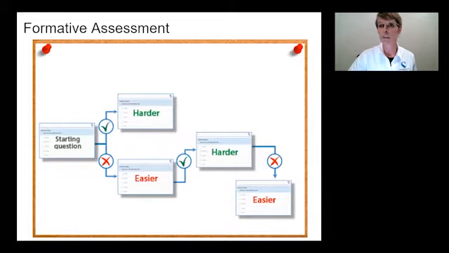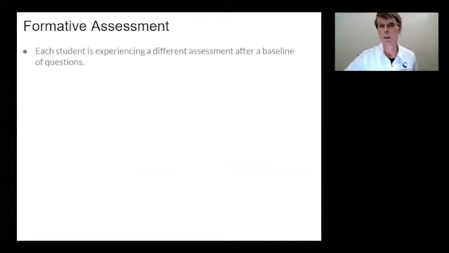So the goal of a formative assessment is to monitor a student's learning, to provide feedback regarding what a student knows and what a student is ready to learn. It can identify areas where students need to review content and learning. So in this formative assessment, each student is experiencing a different assessment after baseline questions.